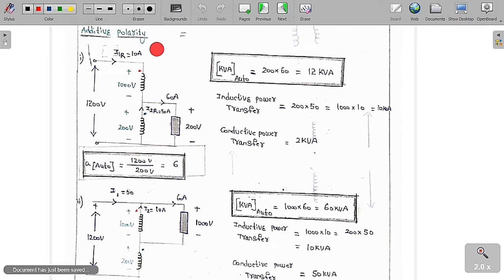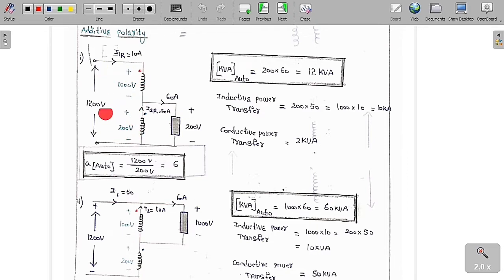Now we will go for the additive polarity and see what we get. Additive polarity means plus minus, plus minus. If you do the addition this way, it is called additive polarity. This is the primary winding and this is the secondary winding. We connect them in series, so this is called series additive. The primary winding voltage is 1000 volt and the secondary winding is 200 volt, plus minus and plus minus.